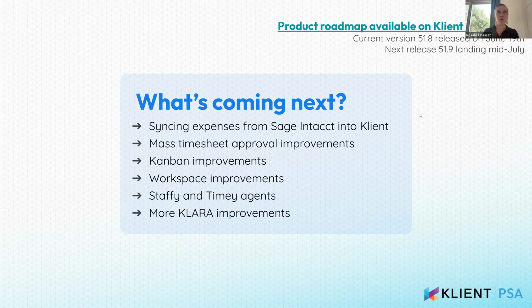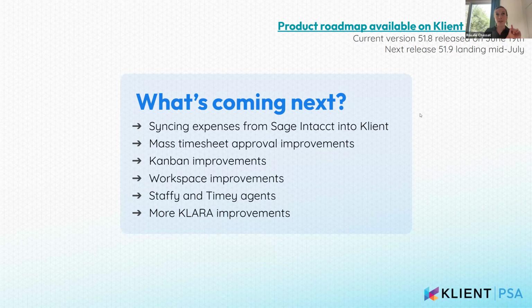So again, currently we're on 51.8 that was released last Friday. Our next release is 51.9 that should be landing mid-July-ish. So what's new there? Syncing expense from Sage to client, some improvements on the mass timesheet approval. Kanban as well is getting a little bit of love. So filtering by assignee, I think is something we've added because we've got a few requests on that. Then on the workspace, we're adding copy paste for assignees. So we mentioned the undo redo. So copy paste for assignees, checklist as well. That should be copy pasted as well, which is not currently.